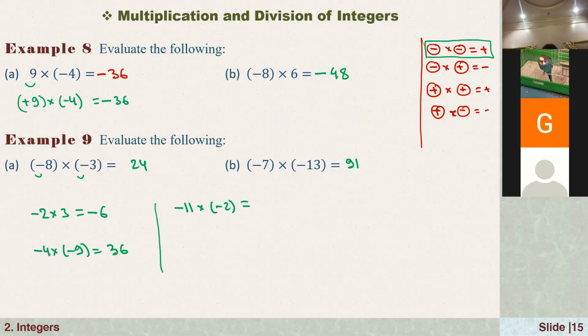Yes, Günel. What is negative 11 times negative 2? Negative 22. It is positive 22, right? Minus minus is plus. 11 times 2 is 22. Very easy. Now this question is for you: negative 7 times negative 4. What is it?